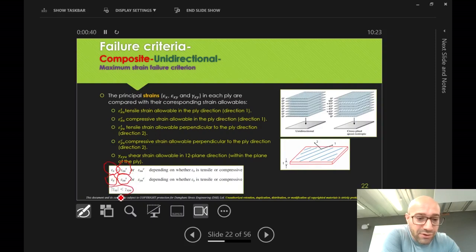The same could be said about the shear strain. Simple as that. These two criteria are very easy, and they are used significantly for initial stages, because they're very primitive, rudimentary, but very simple to use. So for the preliminary design cycle, it's good to use them.